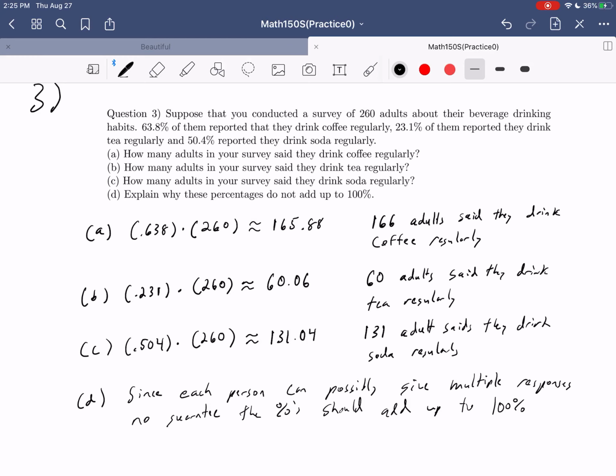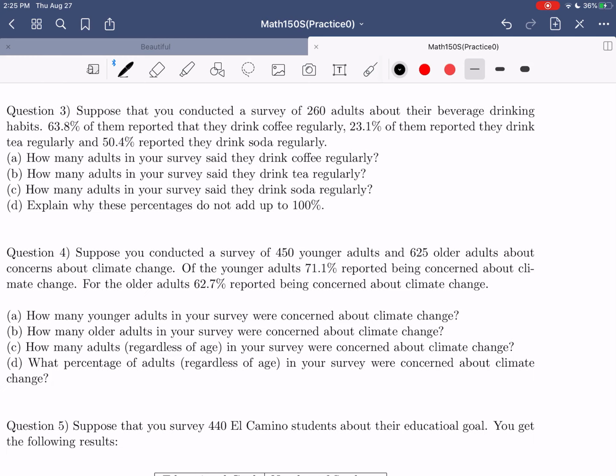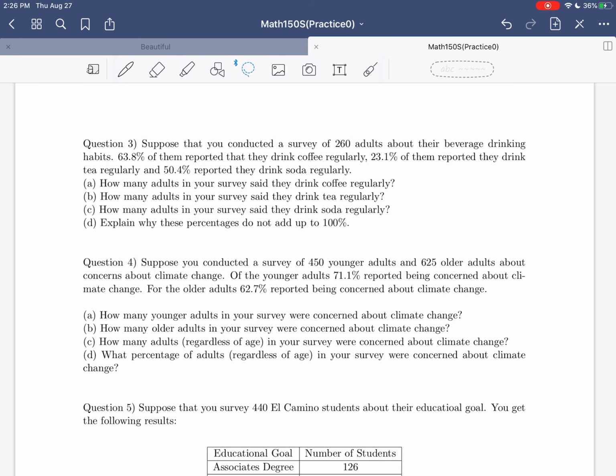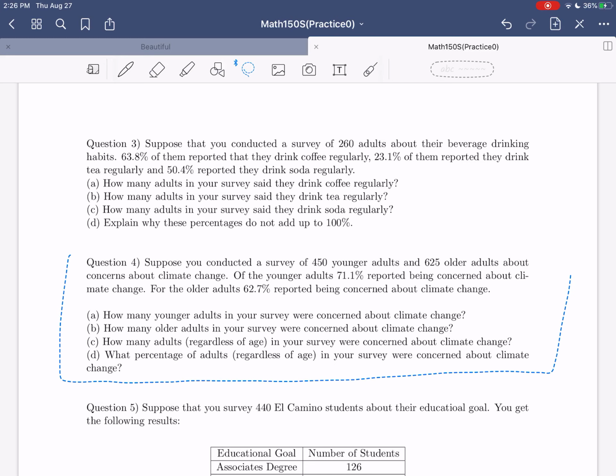All right, let's go ahead and take a look at another one. So for question 4 here, we've got a survey of 450 younger adults, 625 older adults, about concerns about climate change. And once again, the percentage that reported being concerned for young adults is 71.1, and for older adults, it's 62.7. What you'll notice is that this should be very similar to what we just did in question 3. We're being given percentages, and our questions are asking how many actual people felt this way. So let's bring this onto our work page here.